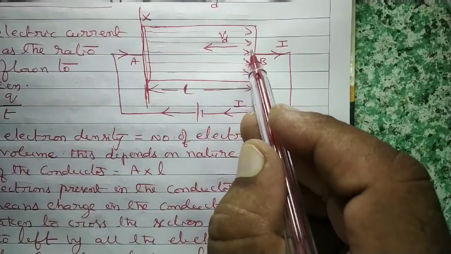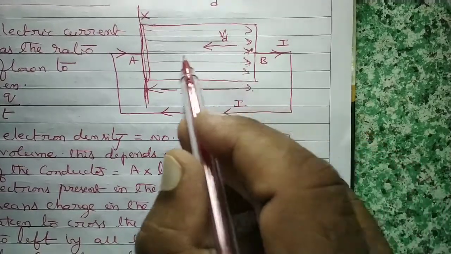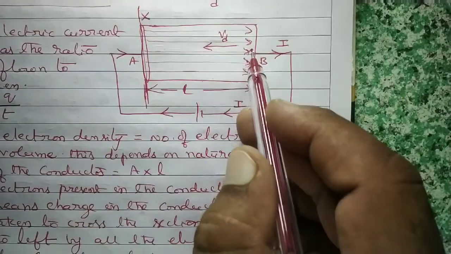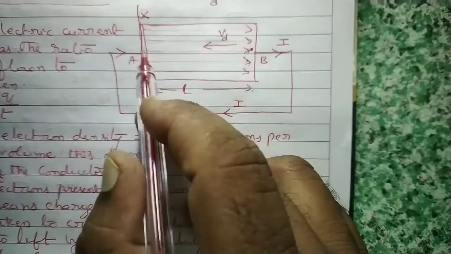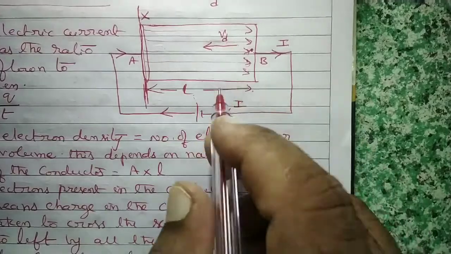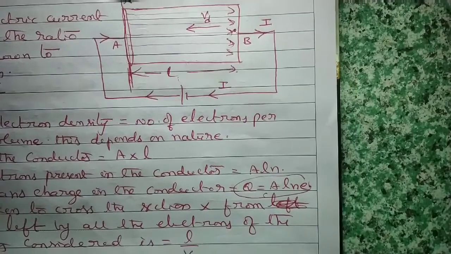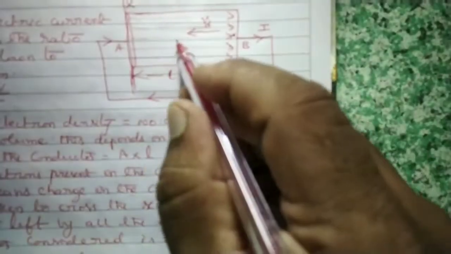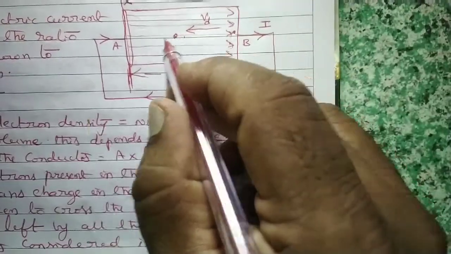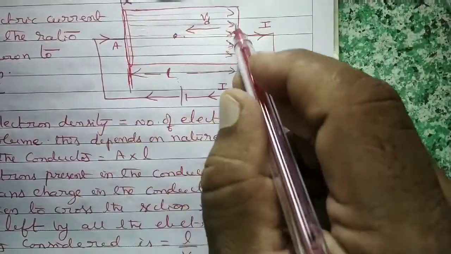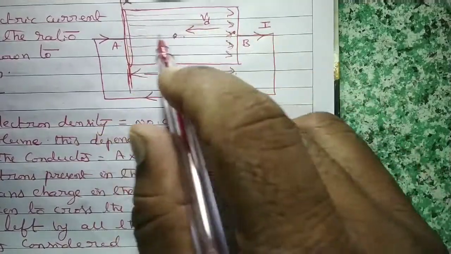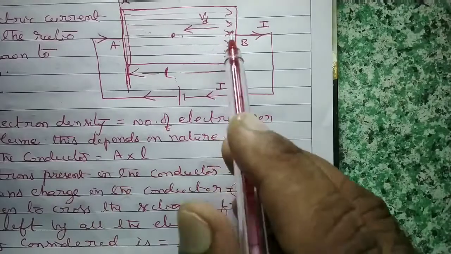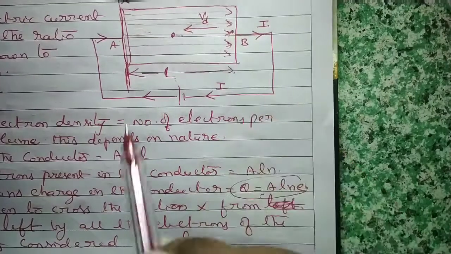And this charge has to cross this cross-section in how much time? If I consider an electron here, it has to travel L distance to cross the cross section to come from right to left. Means this electron has to travel L distance with the speed Vd. So the time taken will be L by Vd. The electrons ahead take less time. Means the maximum time for all these electrons to cross this cross section from right to left is taken by this furthermost electron, that is L by Vd.